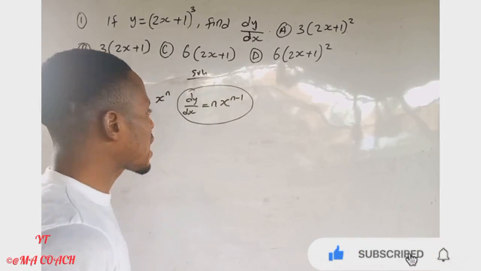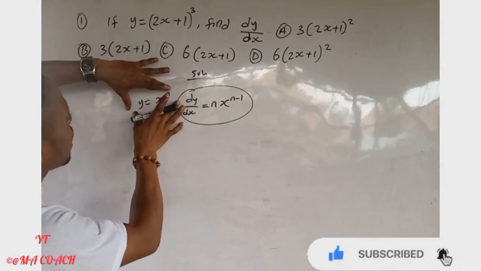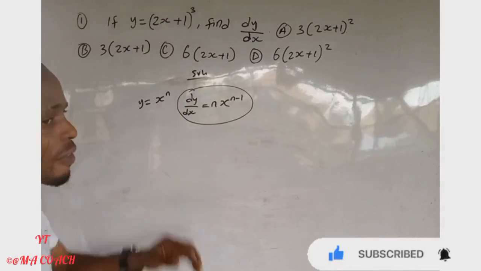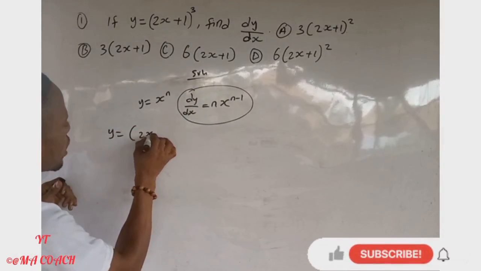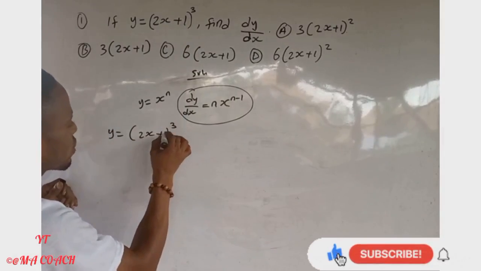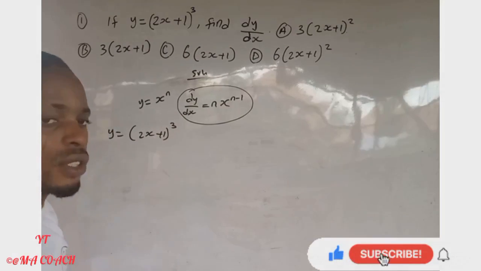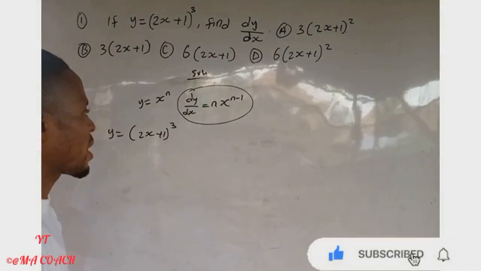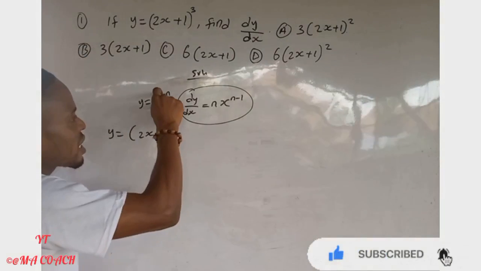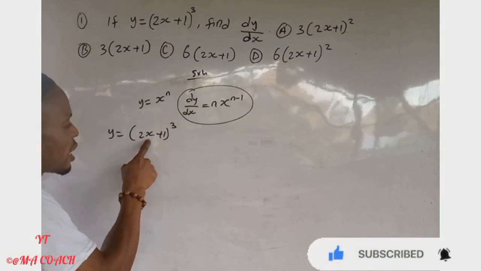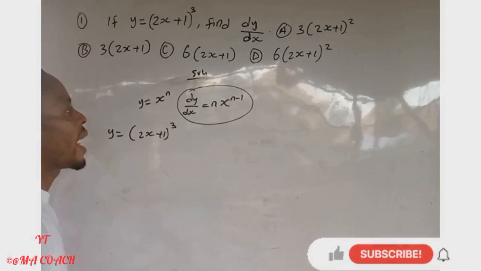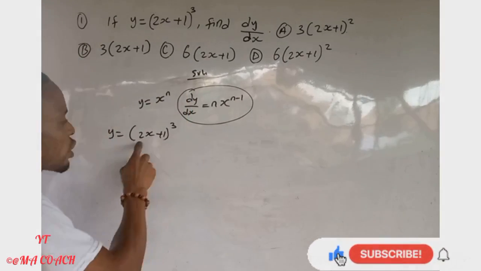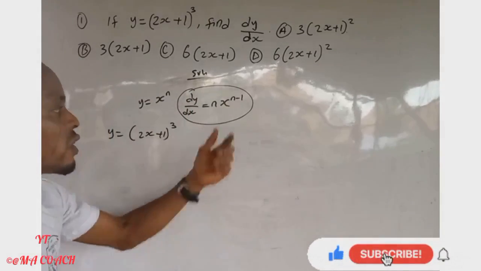Okay, so in this aspect, if we compare this with the expression we have here, y is equal to (2s plus 1) raised to the power of 3. The value of this s here is equal to 2s plus 1, and this 3 represents our n. So can we just differentiate this one as we did here?